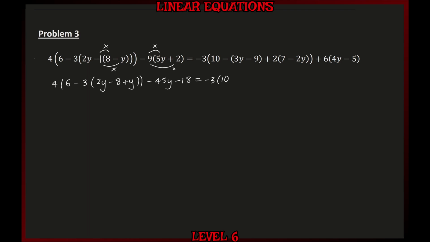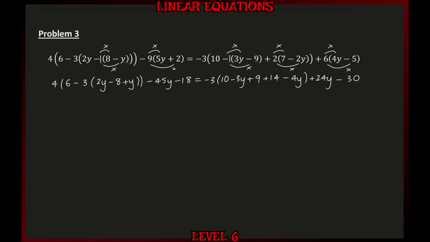And again, in front of this bracket here, we have a minus 1. So minus 1 times 3y is minus 3y. Minus 1 times minus 9 is positive 9. Then we have 2 times 7, which is plus 14. And 2 times minus 2y is minus 4y. And then we have 6 times 4y, which is plus 24y. And finally, 6 times minus 5 gives us minus 30.